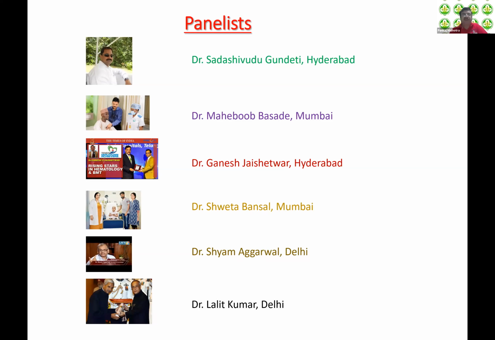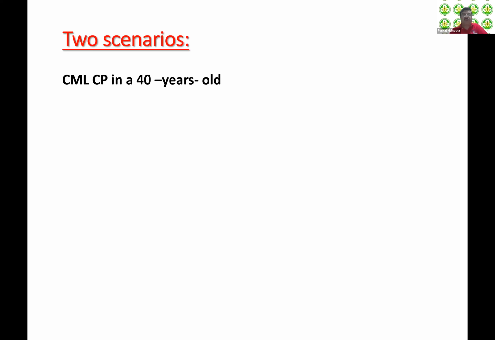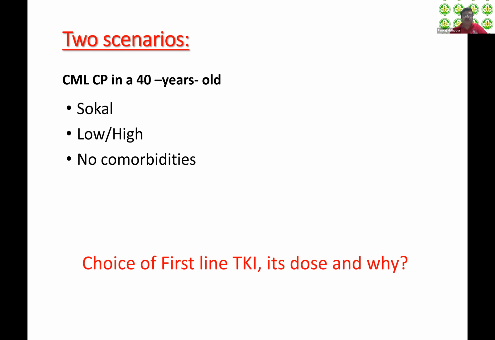So the cases, we have two scenarios. We talk of a chronic myeloid leukemia chronic phase in a 40 years old gentleman, and most of us generally do a SOKAL scoring, and whether it is low or high, and this patient does not have any comorbidities. So if I go serial wise, the choice of first line TKI and its dose, and why do you choose that? So Dr. Sadashivdu, can I ask you first?